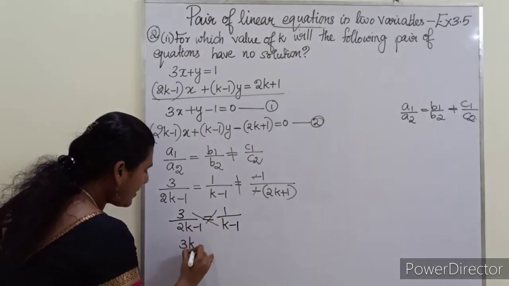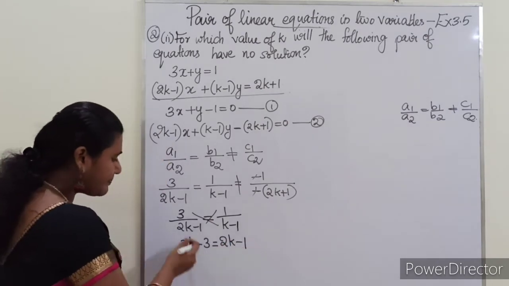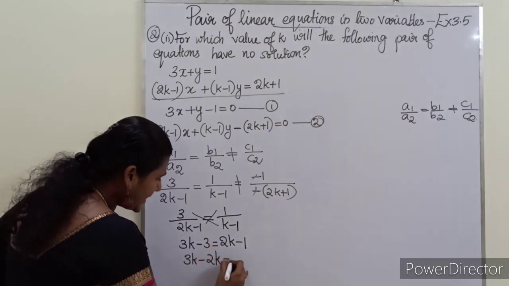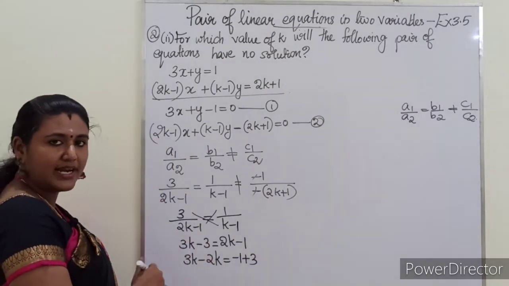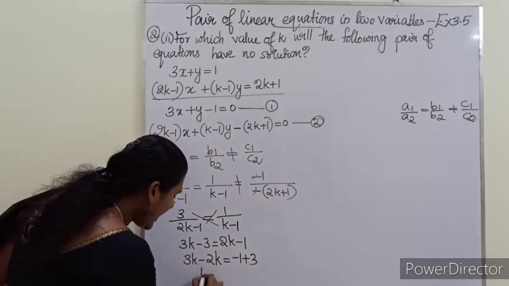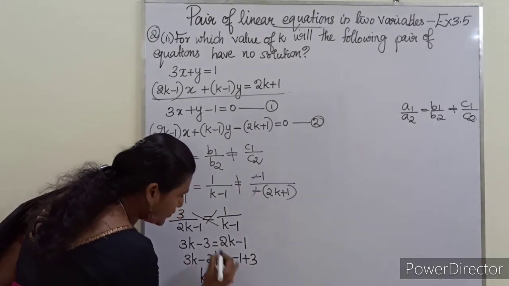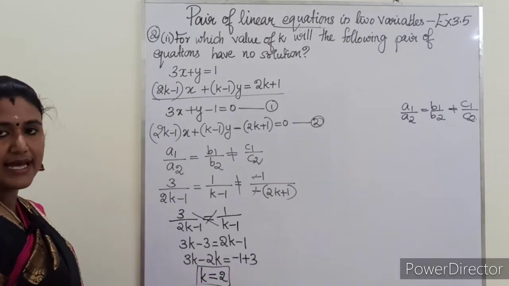So 3k minus 3 is equal to 2k minus 1. Now we will simplify. 3k minus 2k is equal to minus 1 plus 3. This minus 3, when it goes to that side, will become plus 3. So k is equal to minus 1 plus 3, that is equal to 2. So k is equal to 2. Here we got the value of k as 2.